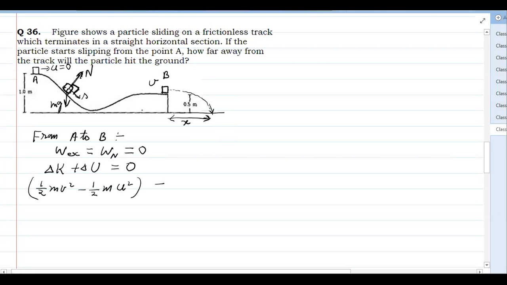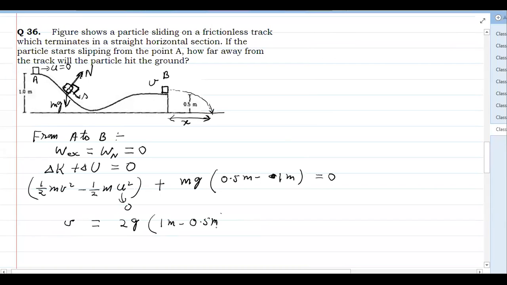The object has descended by some height, from 1 meter to 0.5 meter. So m g times the final height, which is 0.5 meter, minus the initial height, which was 1 meter. So this is 0, and v squared we are getting as 2g times (1 meter minus 0.5 meter). So this much we are getting under root.